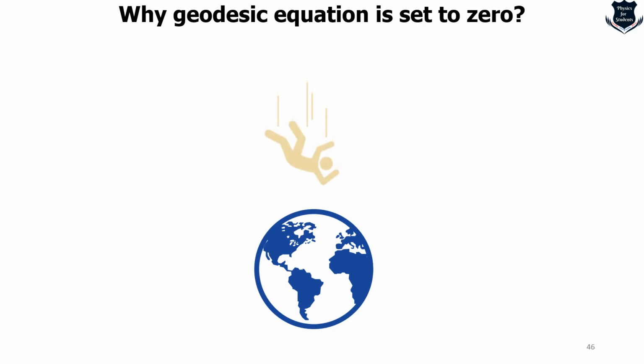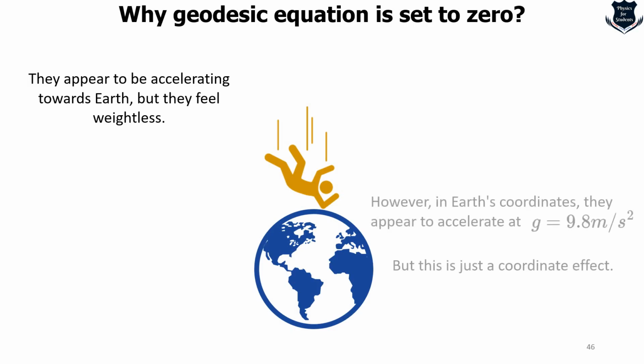Yeah. So an object in free fall feels no force and moves along a geodesic, which we have just seen. This means the astronauts in orbit experience weightlessness even though they are accelerating in the traditional sense. But in Earth coordinates, it would be accelerating at 9.8 meters per second squared. That is basically what is called the coordinate effect.